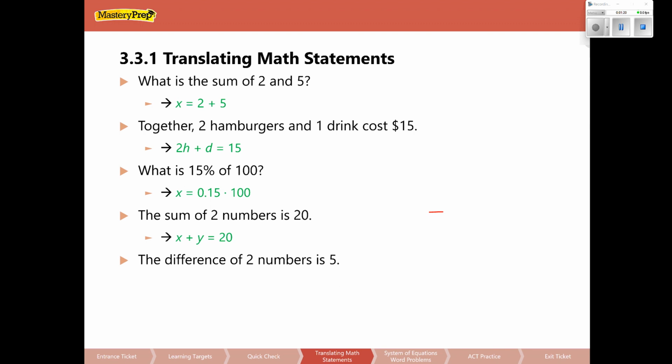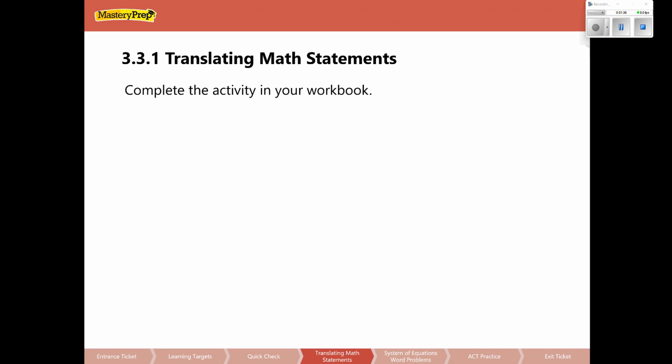And the last one on this page, the difference of two numbers is 5. So what would we do for this one here? So difference. Yeah. And that's it.